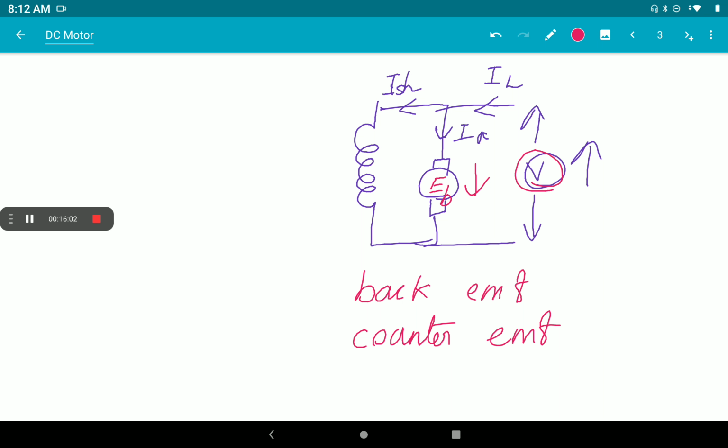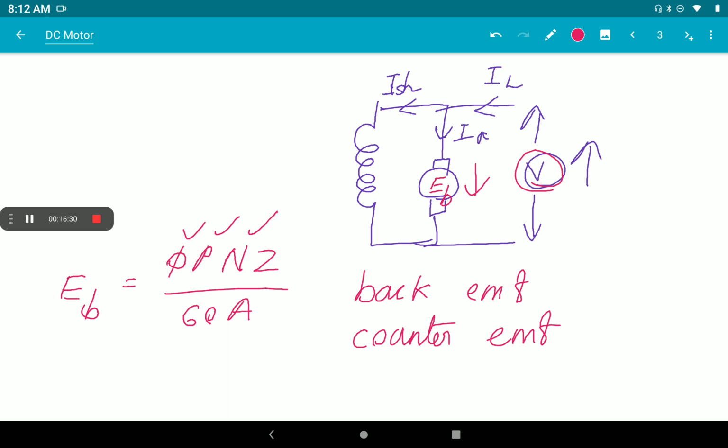Okay. So its value is given by, in a generator we know that rate of change of flux will produce an EMF, and the equation for EG is given as what? Here it is called back EMF EB, equal to phi P N Z by 60A. We know that phi is the flux per pole, P is the number of poles, N is the speed of rotation, Z is the total number of armature conductors, and A is the number of parallel paths. So the applied voltage V has to force the current through the armature conductors against this back EMF EB. That means an EMF opposite to the input voltage we give is produced in the armature.